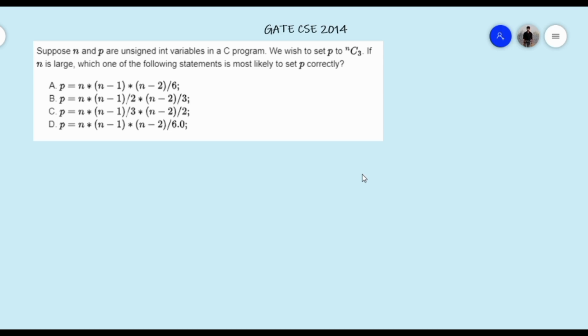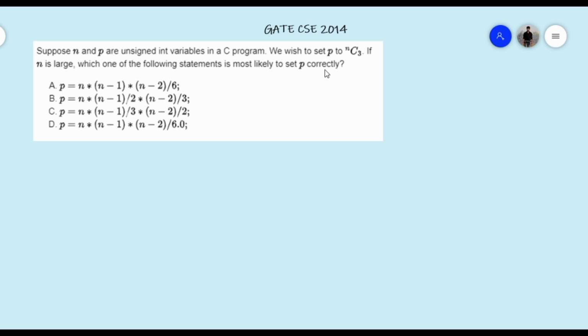So, the given question was asked in GATE CSE 2014. They have given n and p as two unsigned int variables, and we wish to set p to nC3. It means we want to store the value of nC3 in variable p.